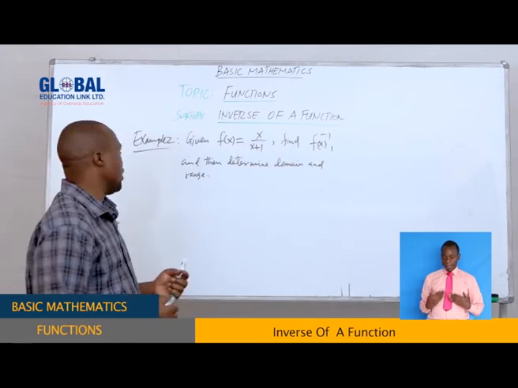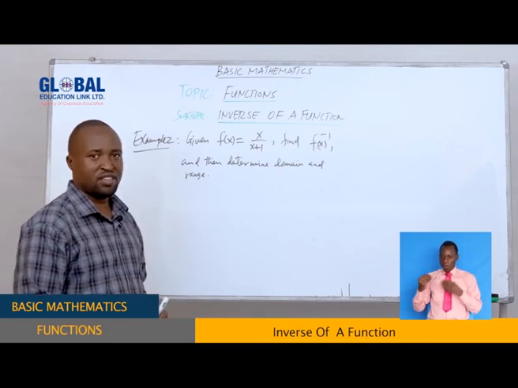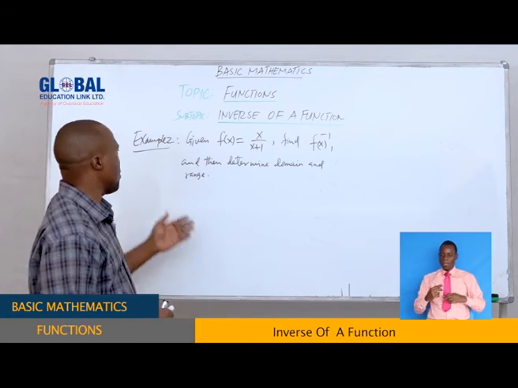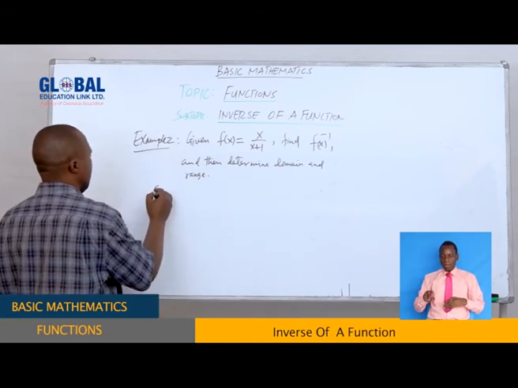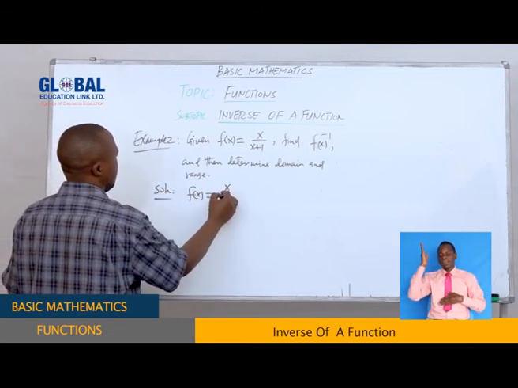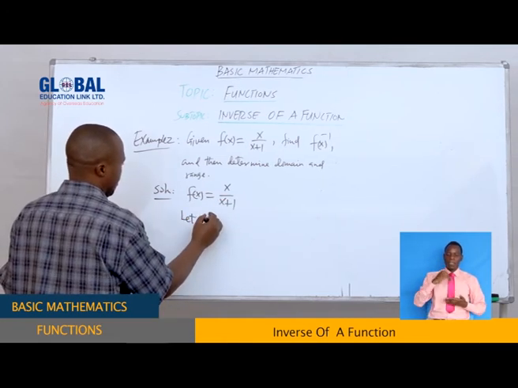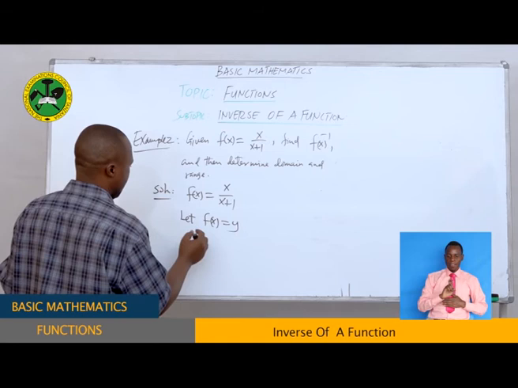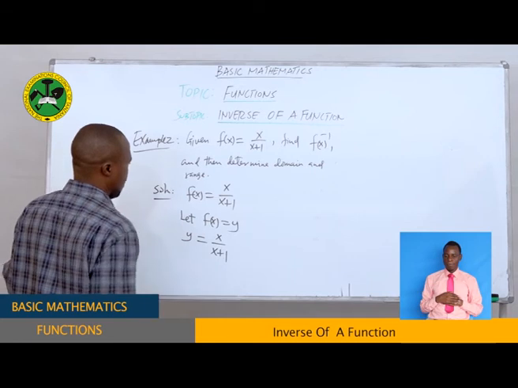So student, this is our second question. That is, given f of x is equal to x over x plus 1. Now find f of x inverse and determine the domain and range. Now solution, that is given f of x is equal to x over x plus 1. So here you let f of x is equal to y. Now in this case, you say y is equal to x over x plus 1.